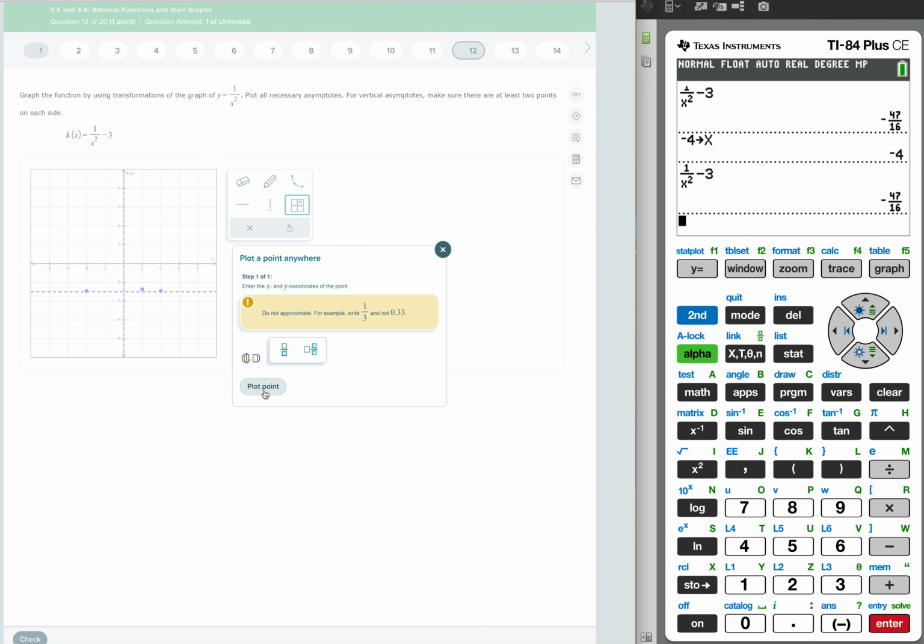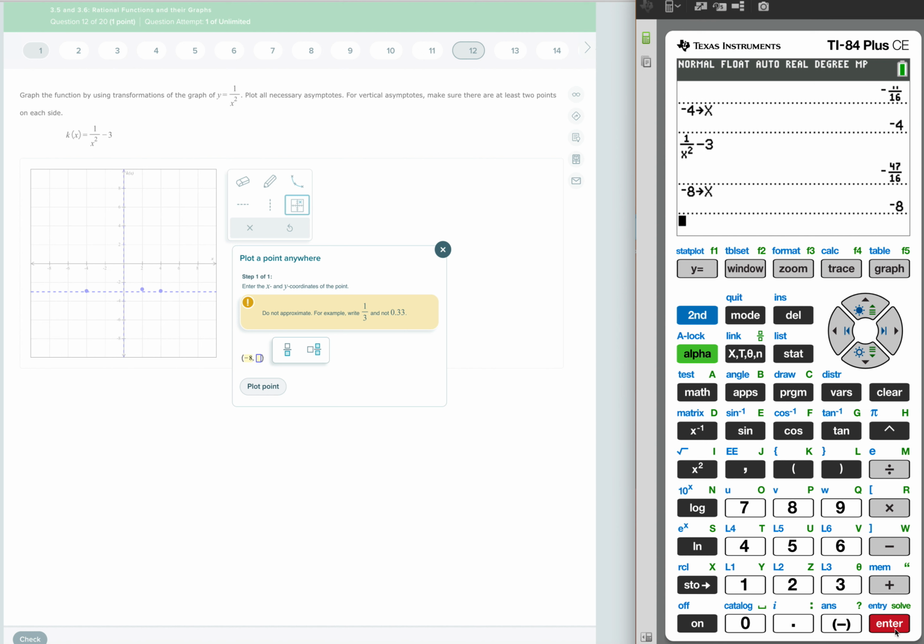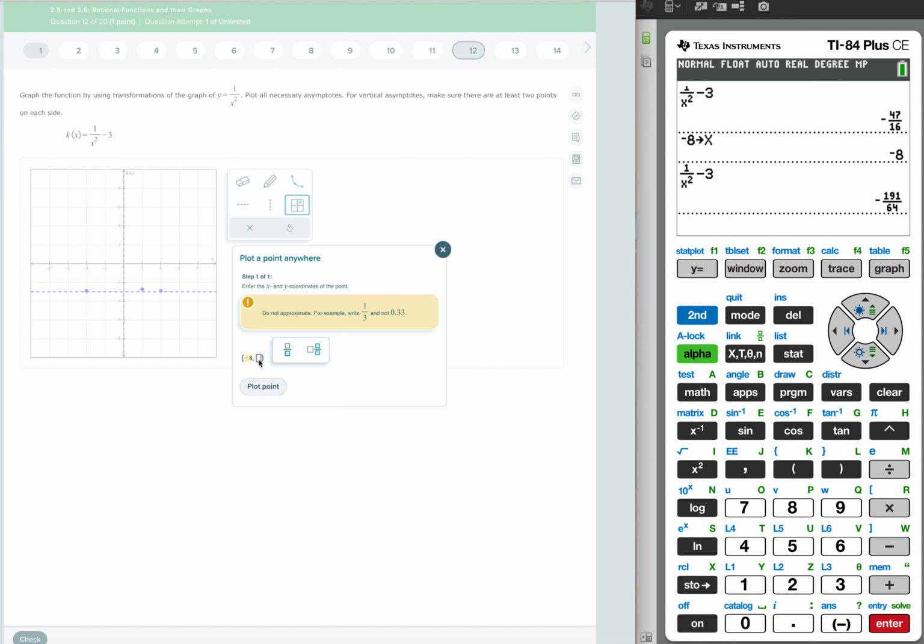Now remember, we need one more. Let's go with negative 8. So negative 8, and we're going to put the y value in there. So we're going to go back to our calculator, the opposite of 8, store as x, and we'll go back up and get that expression, and we can see that's negative 191/64. So the opposite of 191 over 64. And we'll plot that point.